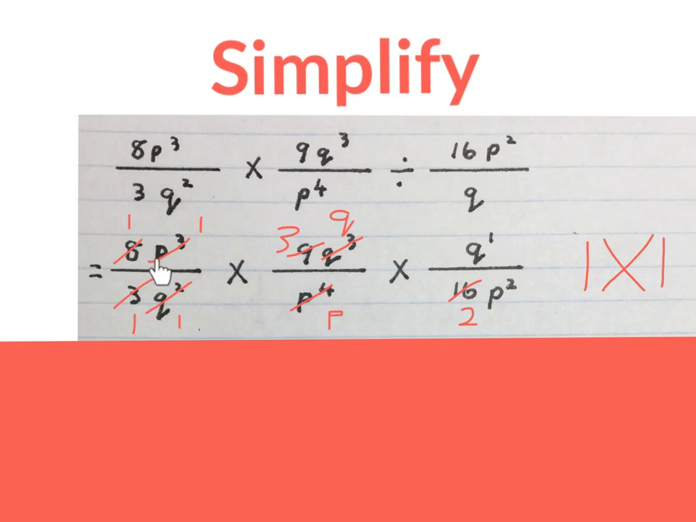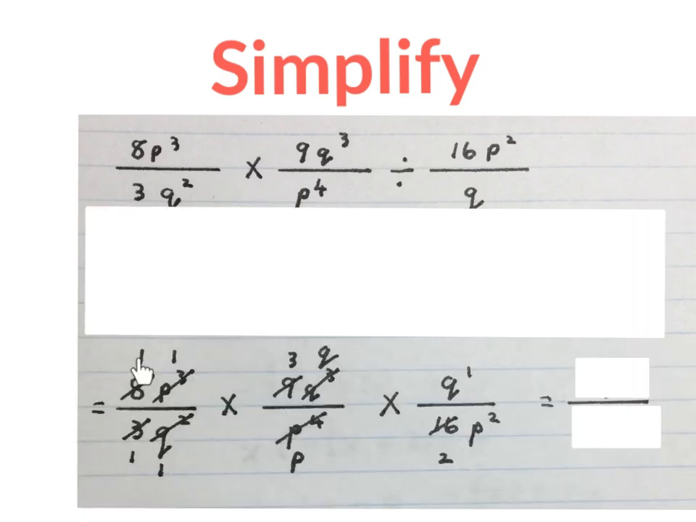This cancelling can be done your own way. It doesn't have to be exactly the numbers I used. Lastly, we will times the tops with the tops and the bottoms with the bottoms. If you times this 1 times 3 times q, you'll get 3q squared at the top. If you times this 1 times p times 2 times p squared, you'll get 2p to the power of 3.